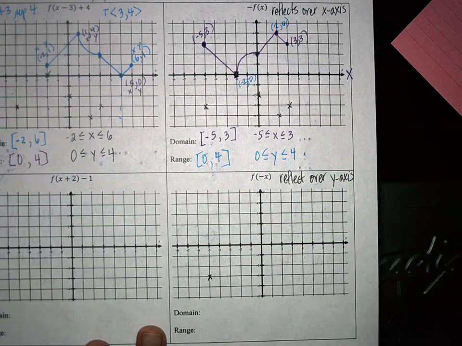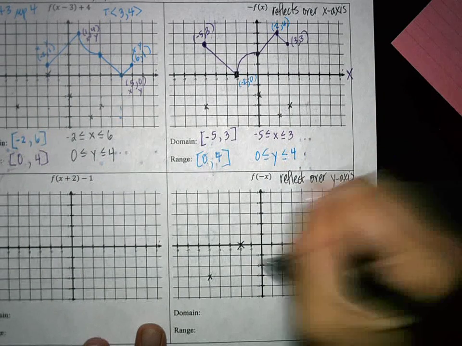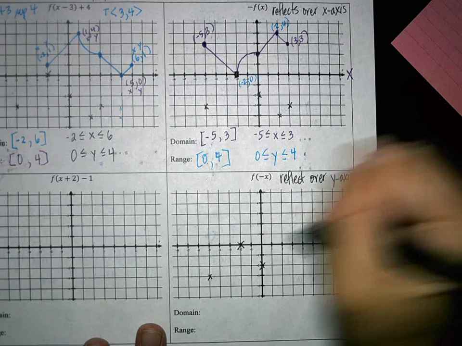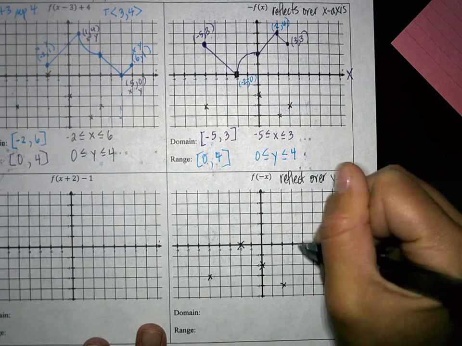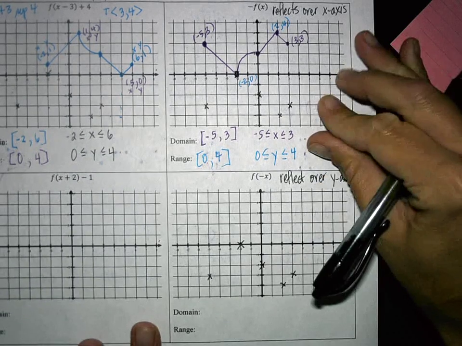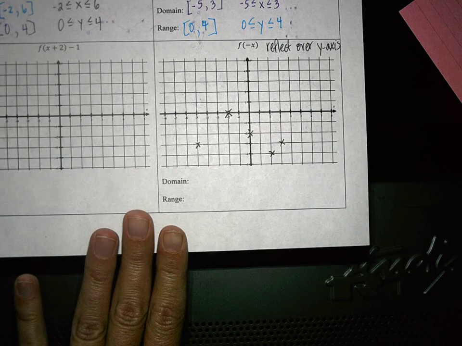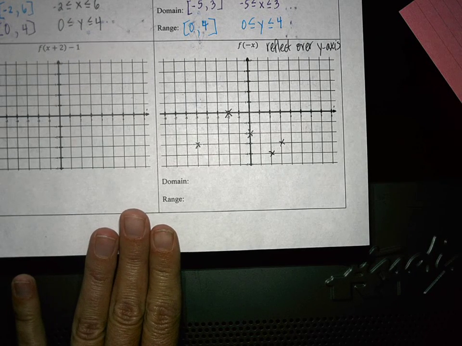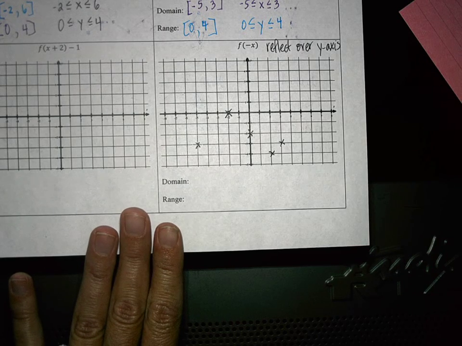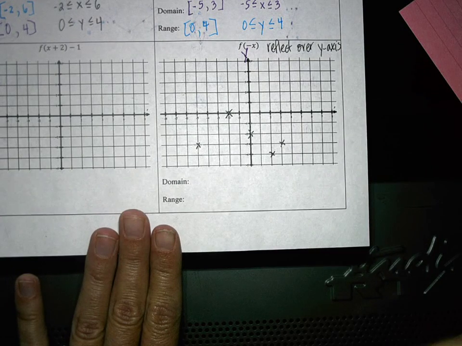The next x is at negative 2, 0. Then we have one at 0, negative 2. We have one at 2, negative 4. And we have one at 3, negative 3. And again, I got this from my original function. Any questions on that? Okay, so what am I going to do in order to reflect this over the y-axis? We're going to count how many points each of these x's is away from the y, correct?